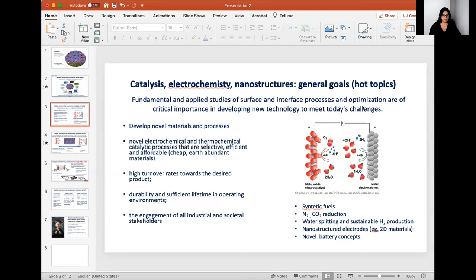So overall, we need to, as I said, develop novel materials and processes, and in particular, we need to develop novel catalysts, which are more selective, efficient, affordable. So this means that they are made of cheap or earth-abundant materials. We need to achieve high turnover rates towards the desired product. We need to have durability, a sufficient lifetime in the environment where these materials operate. We need, of course, to develop this concept together with industrial and societal stakeholders.